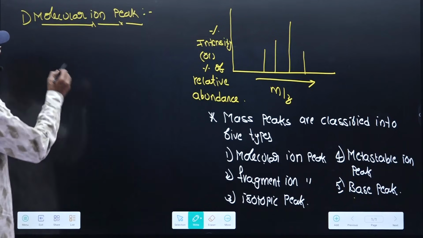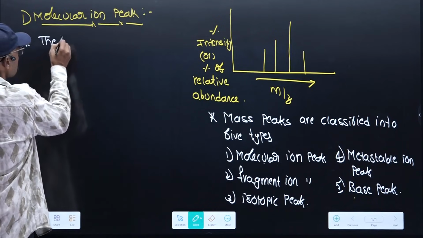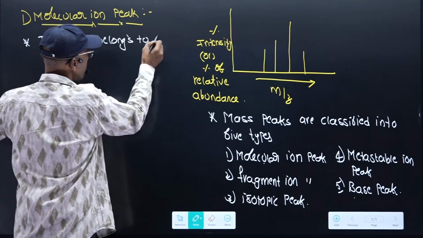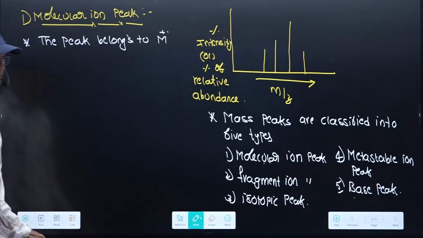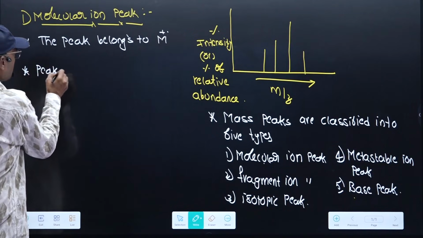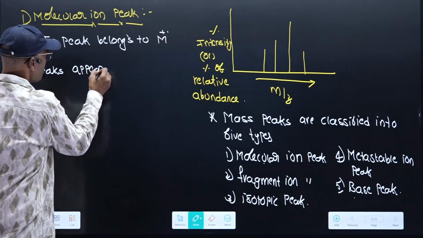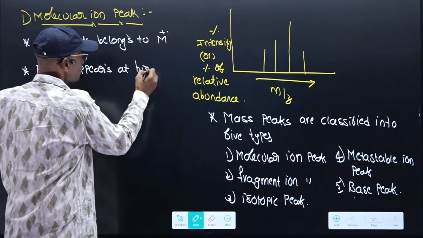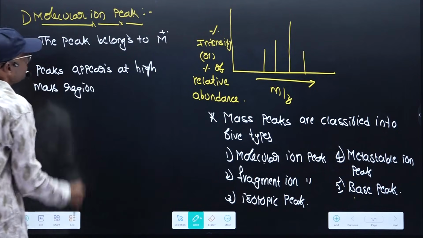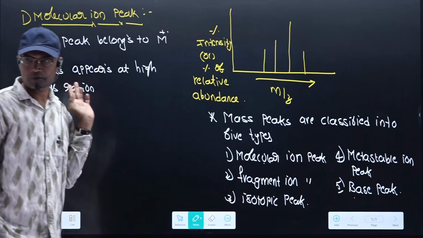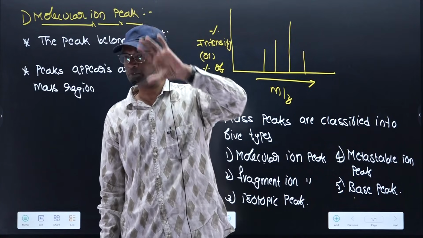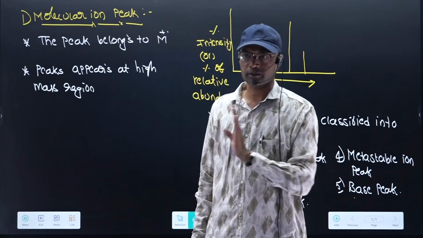So what is molecular ion peak? The peak belongs to the molecular ion. Most commonly, where does the peak appear? At the high mass region. Already we learned these points. What is the molecular ion peak we explained, but what is the use of the molecular ion peak? What information will it give, that we are going to learn here.